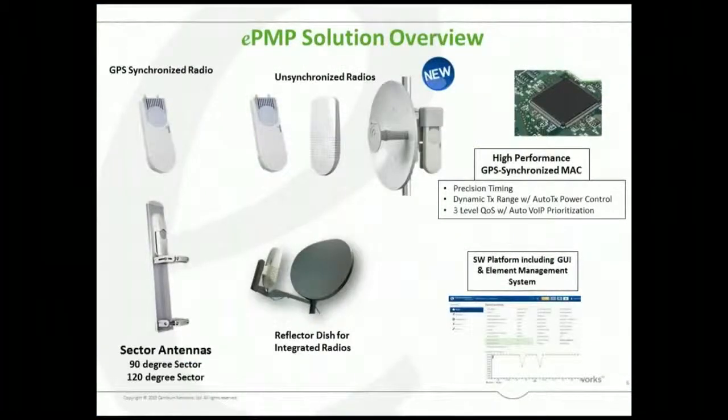Let's talk about the solution overview. So it's a set of radios and antennas that are available in both the 5 gigahertz band and the 2.4 gigahertz band. For the radios, we have essentially 3 different radios. We have one which is our GPS synchronized radio. So this has an embedded GPS receiver that gets the precise timing from the GPS system that's needed to run a GPS synchronized network. And then we have unsynchronized radios, which can be the clients in a synchronized network or the masters in an unsynchronized solution.